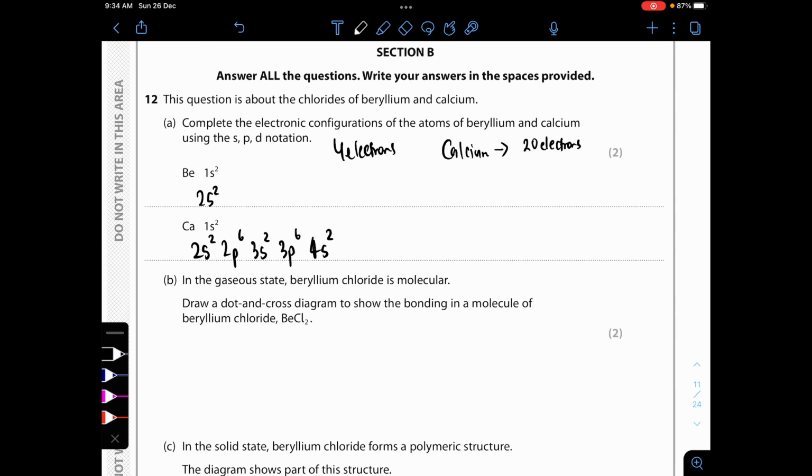Now we can just confirm. So 2 plus 2 plus 6 plus 2 plus 6 plus 2. That's 4, 6, 10. 10 plus 2, 12. 12 plus 6, 18, plus 2. This is 20. So that is correct. So this is our final answer: 1s2 2s2 for beryllium, and 1s2 2s2 2p6 3s2 3p6 4s2 for calcium.